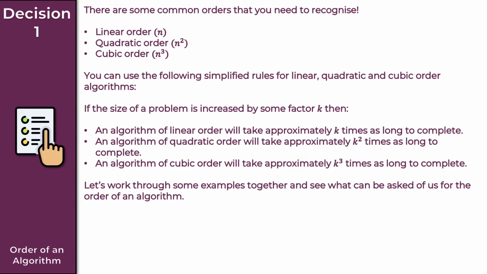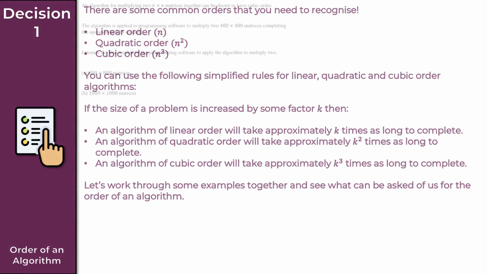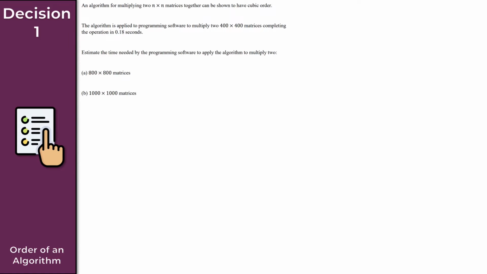So to finish, let's work through some examples together and see what can be asked of us for the order of an algorithm. Let's get started with question 1. For question 1, we've got an algorithm for multiplying two n by n matrices together, and this can be shown to have cubic order. We're then told that the algorithm is applied to programming software to multiply two 400 by 400 matrices together, and it completes this operation in 0.18 seconds. All we want to do is estimate the time needed by the programming software to apply the algorithm to multiply two, for part A, 800 by 800 matrices together.